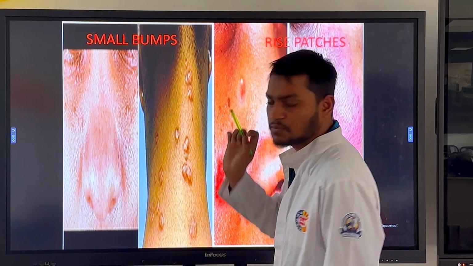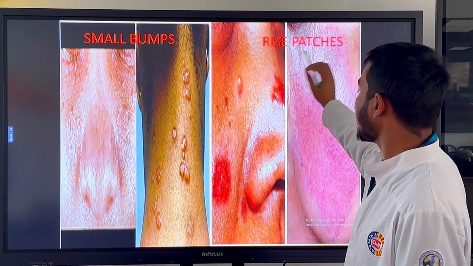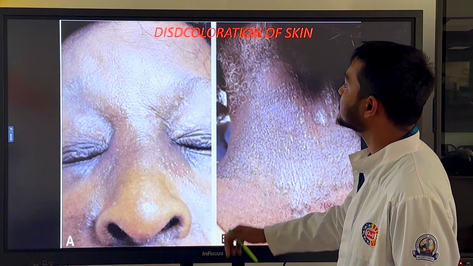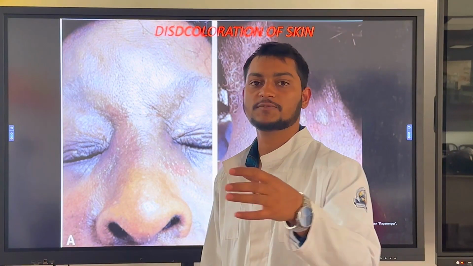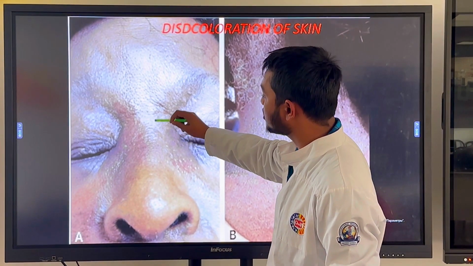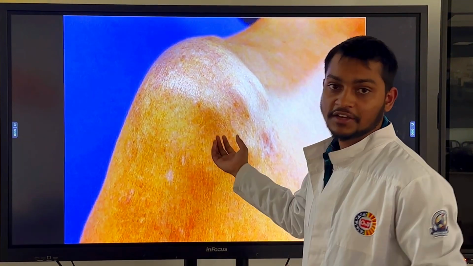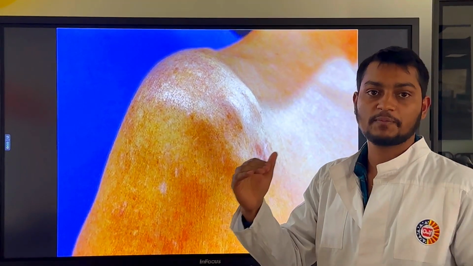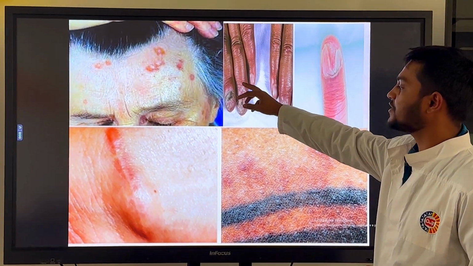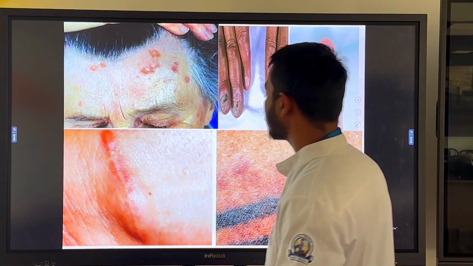These are small nodules on the legs with a solid structure, and raised patches on the cheeks, raised patches on the hands. And next is the discoloration of the skin. I will also explain this. In the discoloration of the skin, the pigmentation is lost on both face and neck. And next is the skin of the raised patches on the hand. Next is the discoloration of the fingers, raised patches on the head, and raised patches on the buttocks.